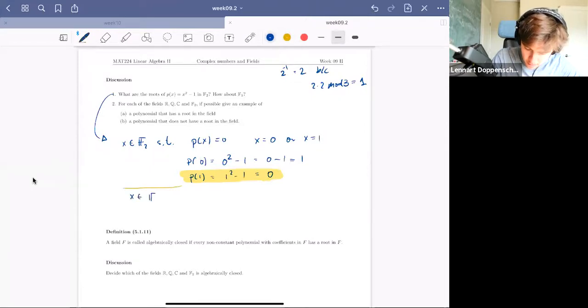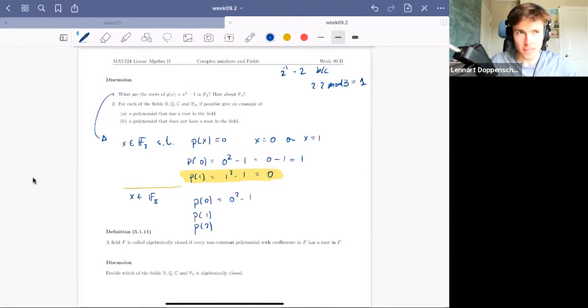And if we now consider x in F3, then we could compute p of 0, p of 1, and p of 2. Well, p of 0, this is interesting, is 0 squared minus 1. But minus 1 is not 1 anymore. This is now 2. So notice that these are not the same. This is in F2 and this is in F3. So this might be confusing, but this is just what we have to get used to when we work with finite fields.